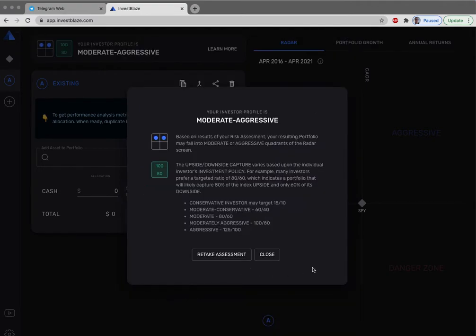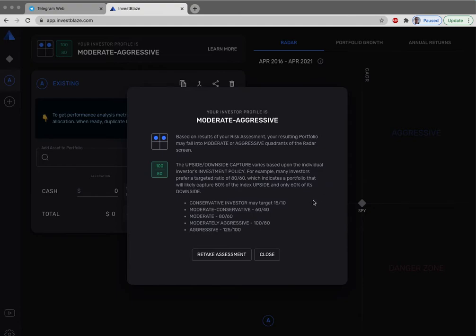And so when you're done, it comes back, and the way I answered it here, it says I'm a moderate to aggressive investor. And what happens with this is it gives you a really good sense of what you want to look for in the app in order to judge the performance of different stocks and funds and how it looks in your overall performance of your portfolio. The key component of all of this is the upside downside capture. Now we'll explain that later. I'll give you a real quick one right now.